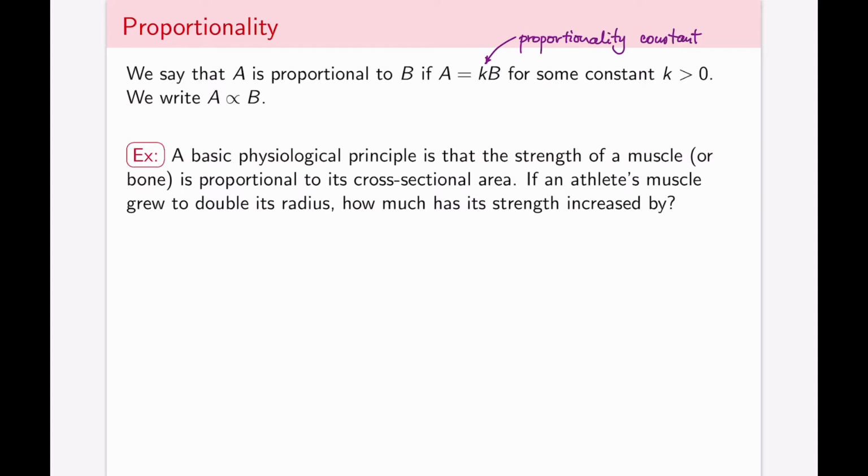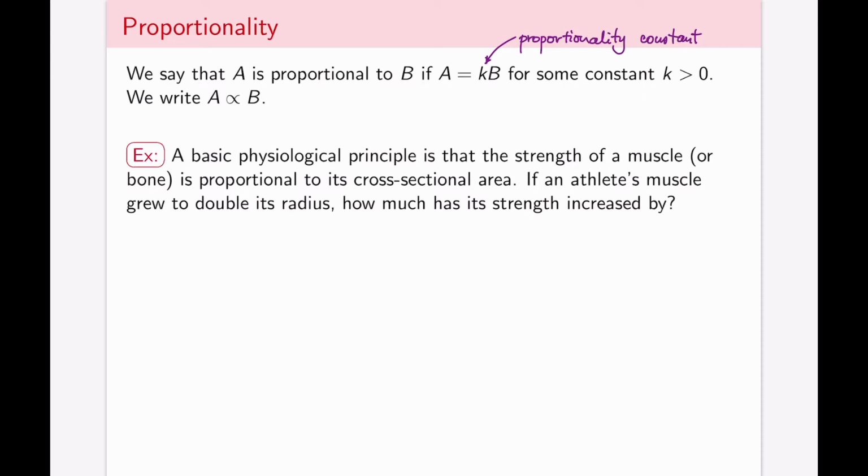So let's start with an example that refers to a physiological principle, and in particular that the strength of a muscle or a bone is proportional to its cross-sectional area. And the question is, if the athlete's muscle grew to double its radius, how much has the strength increased by? Does that mean that it's also doubled, or maybe it's quadrupled, or maybe it's increased by a factor of 10? This is what we're here after.